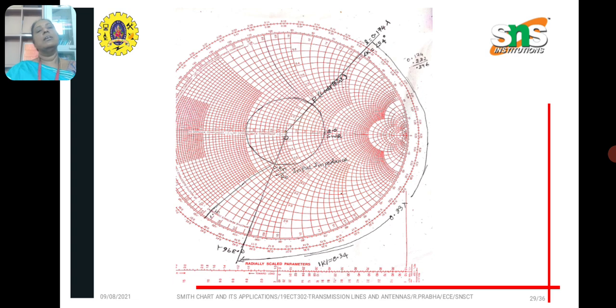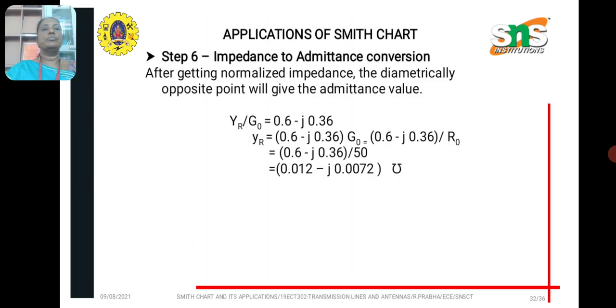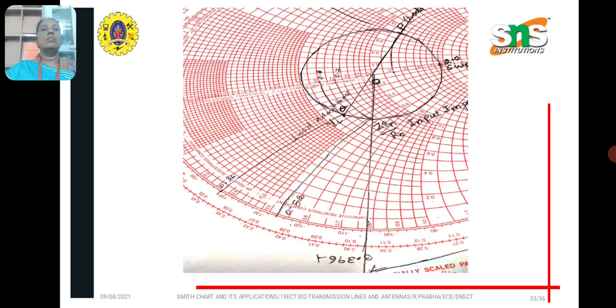So in this way, the Smith chart is used to obtain all the unknown values without tedious calculations. Within very easy steps we can get the values. And for impedance to admittance conversion, the diametrically opposite point of the impedance in the chart gives the admittance value.